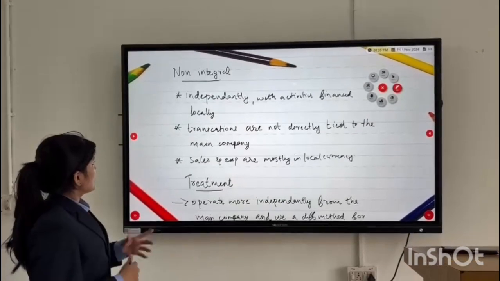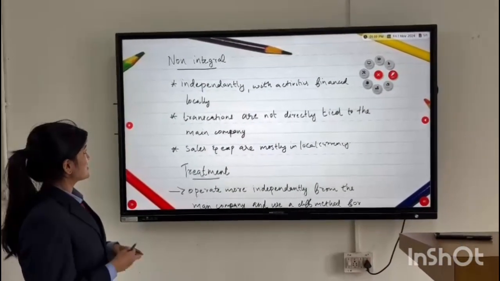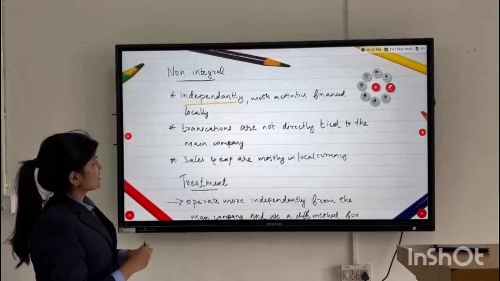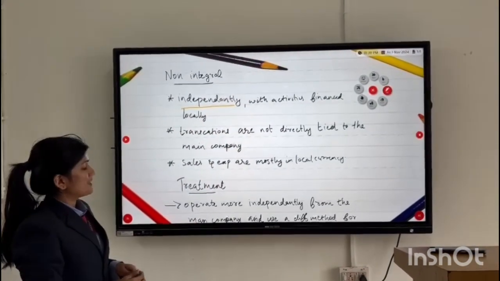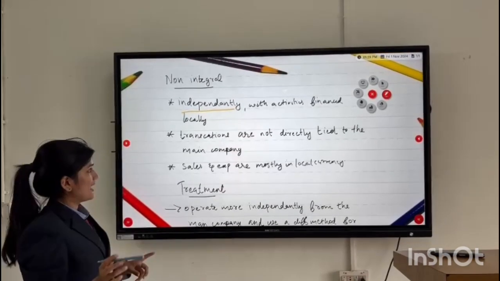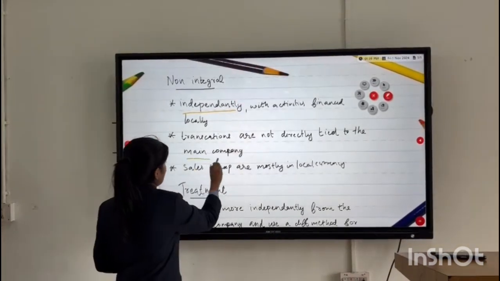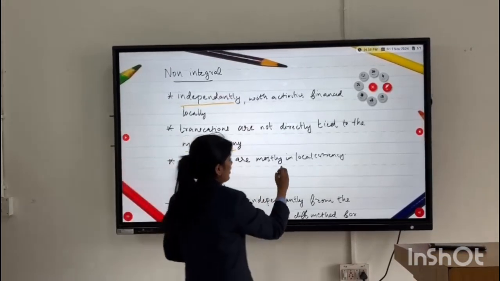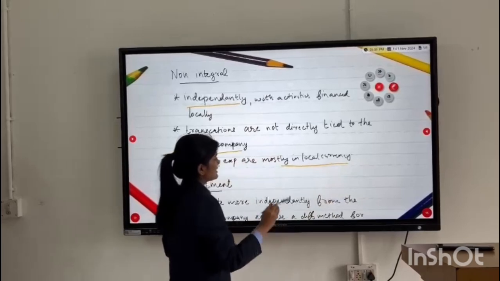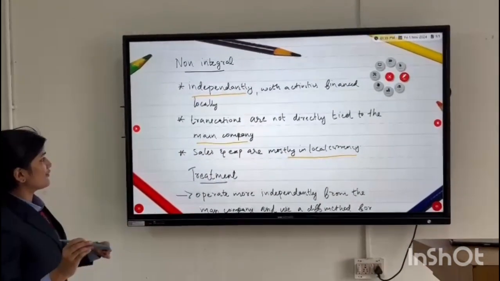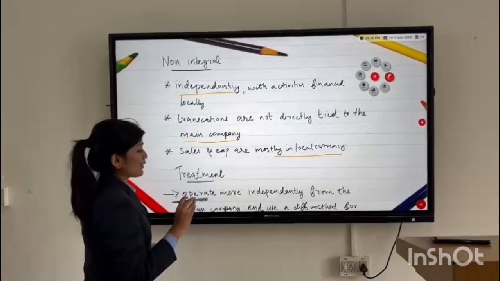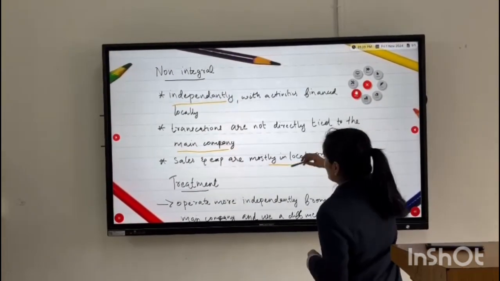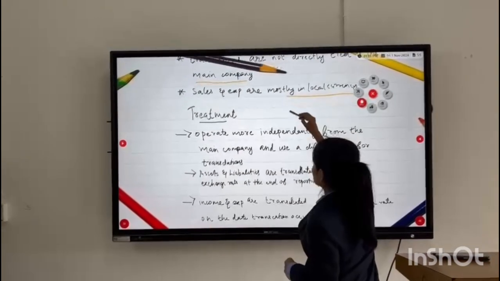Next are the characteristics of non-integral foreign transactions. Non-integral foreign operations work independently, with activities which are financed locally, and these transactions are not directly tied to the main company. The sales and expenses are mostly in local currency. So these are the characteristics of the non-integral foreign operations.